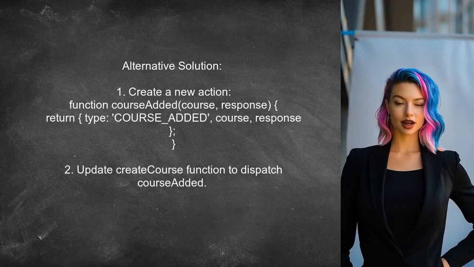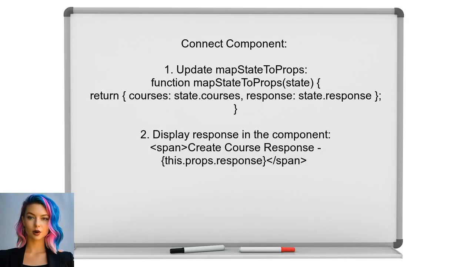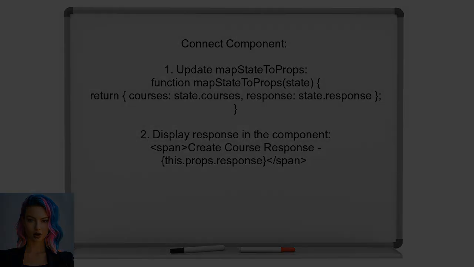An alternative solution suggests adding a new action to handle the creation of a course. First, create a course added action that includes both the course and the response. Then, modify the create course function to dispatch this action after successfully posting to the server. Next, update your reducers to manage both fetching courses and adding a new course. Use combine reducers to handle the state for courses and responses separately. Finally, connect your component to the new response state and display it if needed. This allows you to show the response from the server after creating a course.